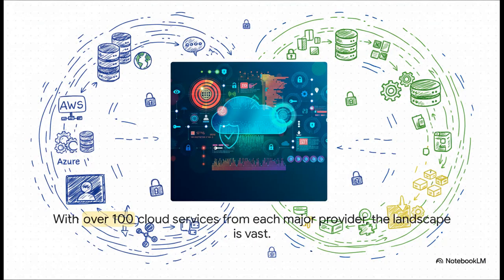Just take a look at this. You've got AWS, you've got Azure, Google Cloud, and each of them has over 100 different services. It's a lot. You've got compute, storage, databases, machine learning, networking, you name it. Honestly, just keeping up with one of these providers can feel like a full-time job, let alone trying to be an expert on all of them. This is exactly why a simple one-to-one comparison is so tricky right from the start.